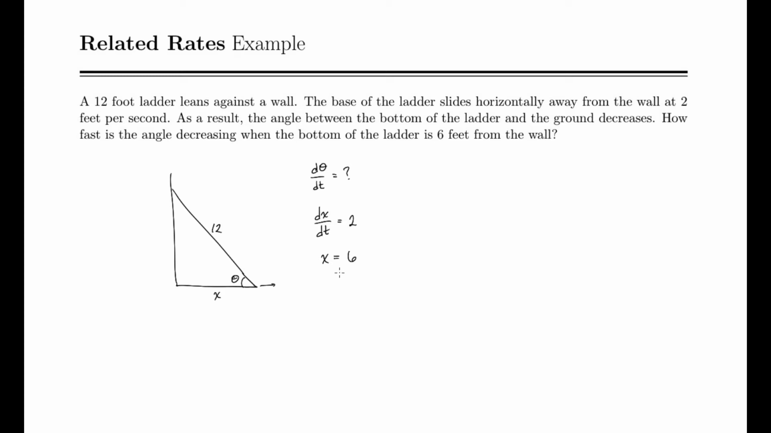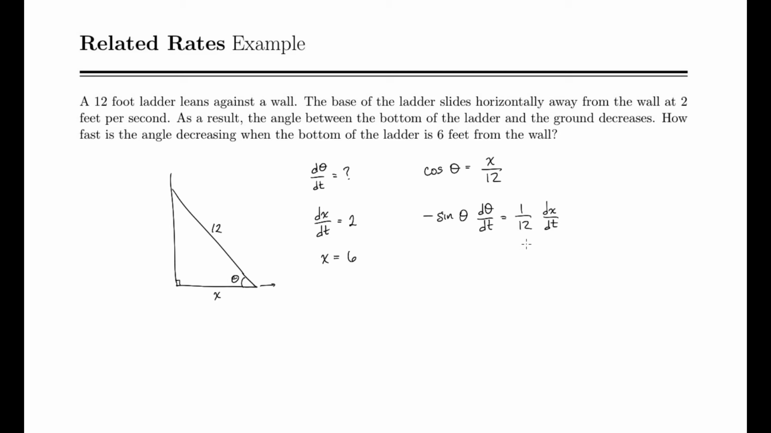All right, now we need a formula relating our variables. So we've got x and we've got theta, and so we've got just this right triangle that now we can use trig. And so we've got a side adjacent and we've got the hypotenuse. And so that's the cosine of theta. That's adjacent over hypotenuse, so x over 12. And there's our relationship. And now we can take the derivative of both sides. So the derivative of cosine theta is negative sine of theta times d theta dt, and then times the derivative of x over 12, which is 1 over 12, times the derivative of x, which is dx dt.